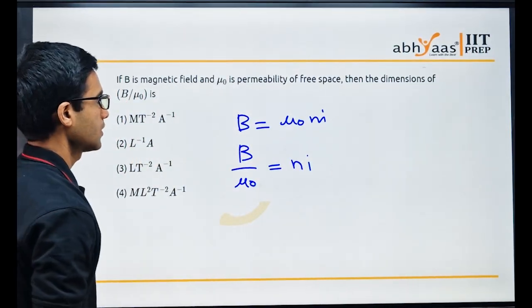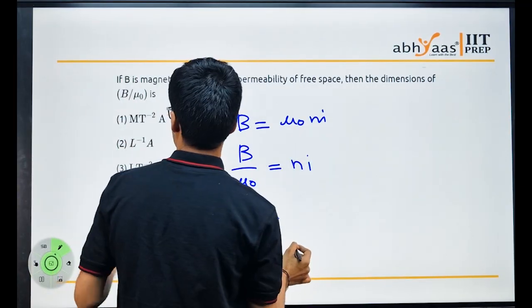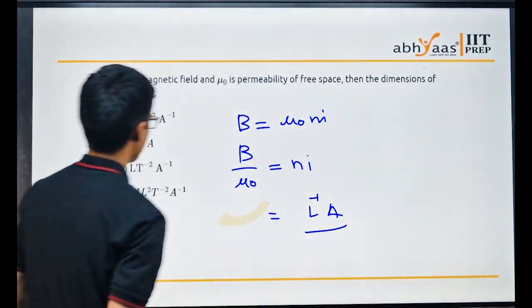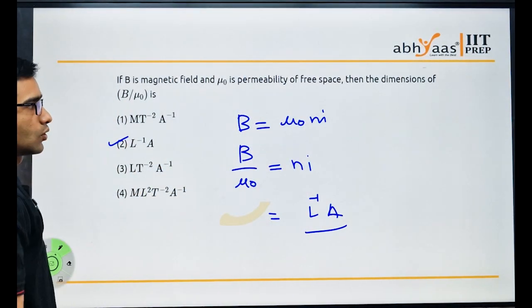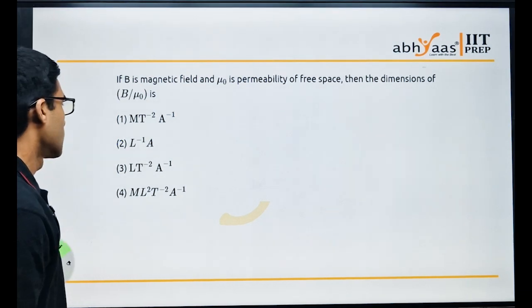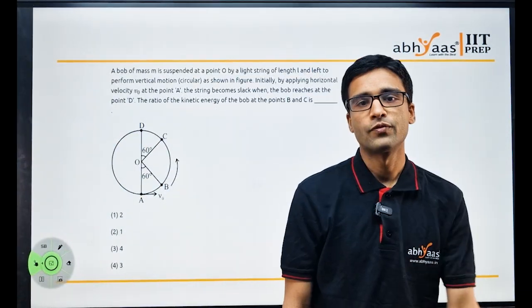So B by mu naught is equal to Ni. I is amperes, N is the number of turns. So if you see this one, L inverse A. Okay, this is the thing. So straight away, if you know this formula from this magnetic field formula, you will get the answer. Simple question. So next one, it's based on circular motion, vertical circular motion.